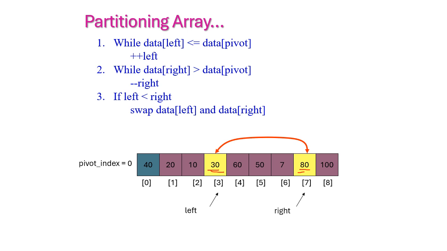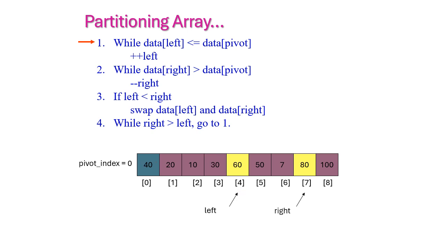And now left will get incremented. While right is greater than left, go to 1. Here right is not greater than left. The right value is 7. Again the process will be repeated. The left value is smaller than 40, hence left will get incremented. Left will get incremented now.